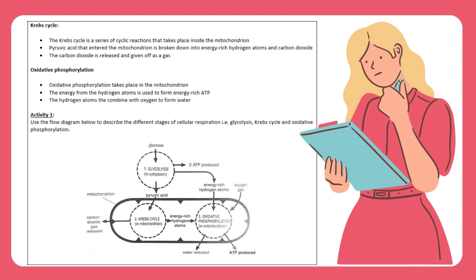Oxidative phosphorylation. Oxidative phosphorylation takes place in the mitochondrion. The energy from the hydrogen atoms is used to form energy-rich ATP. The hydrogen atoms then combine with oxygen to form water. Activity 1. Use the flow diagram below to describe the different stages of cellular respiration, i.e. glycolysis, Krebs cycle and oxidative phosphorylation.